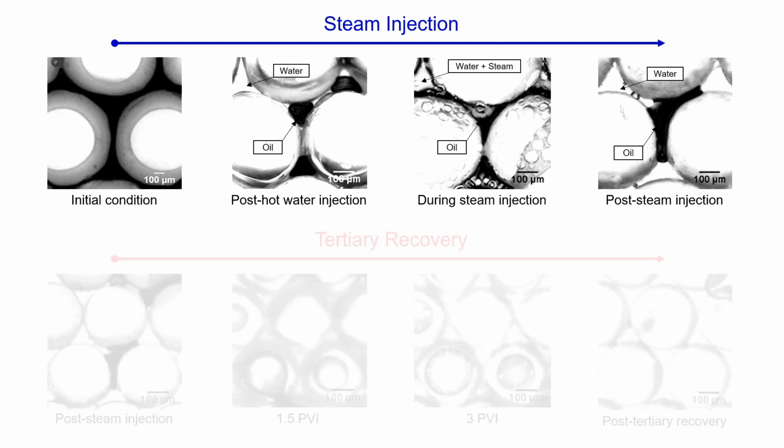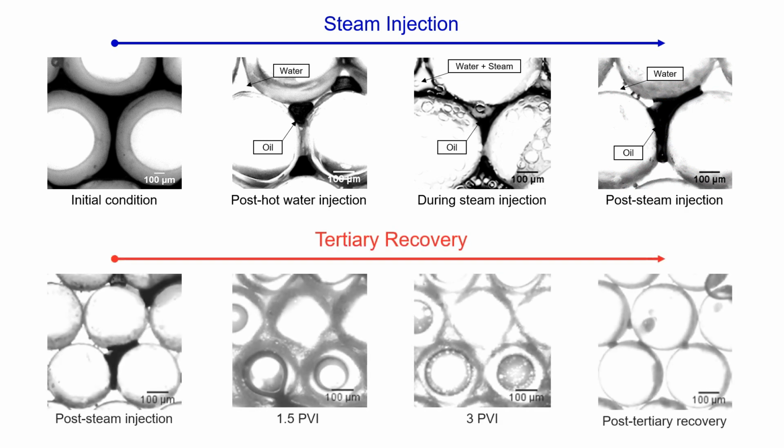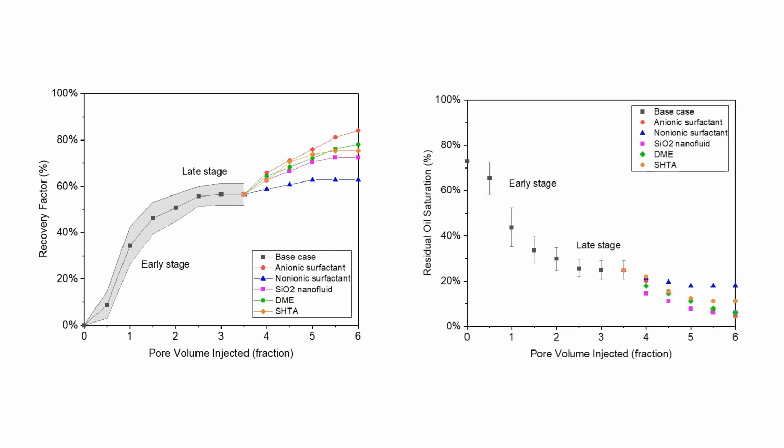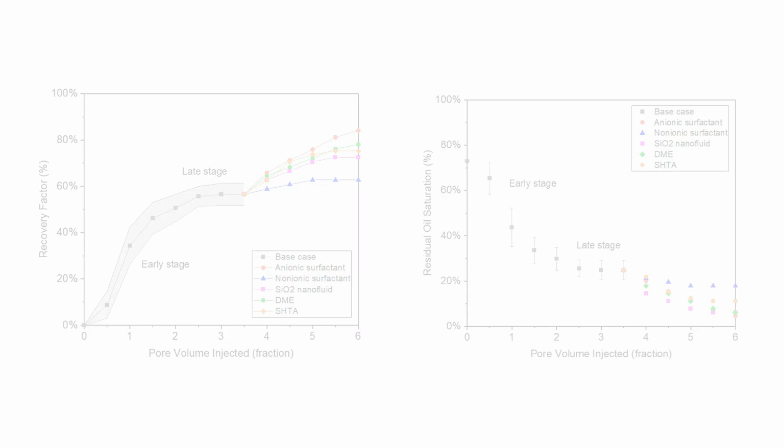Favorable improvement was achieved after adding potential chemical additives to the steam injection as a tertiary recovery. This effort was able to gain over 80% of remaining oil and diminish the residual oil saturation to below 10%.